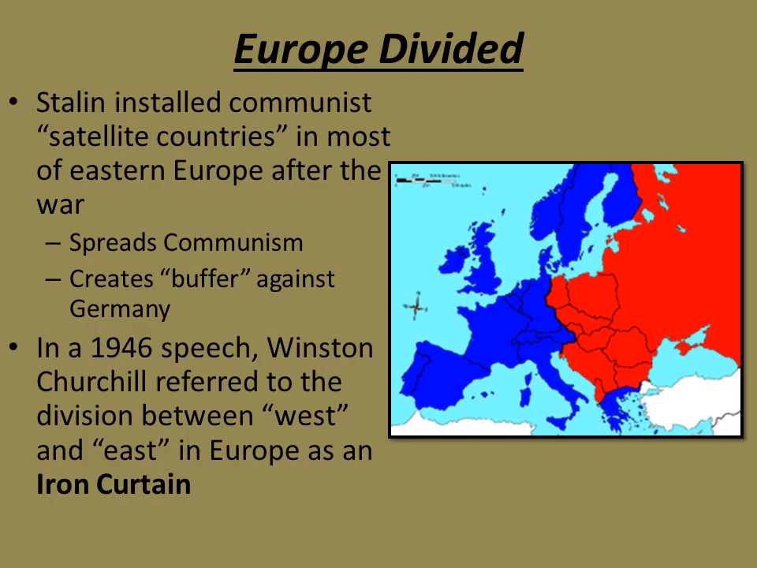As I said, he installed communist governments in most of Eastern Europe. Those communist countries that were not the Soviet Union were known as satellite nations or satellite countries. Now, this does two things for Stalin. One, it spreads communism, which is what he wanted to do, but it also creates a buffer zone of sorts. It puts a bunch of countries between him in the Soviet Union and Germany, because Germany invaded Russia in World War I and World War II, and Stalin wanted to make sure that Germany, should they become powerful again in the future, wouldn't try it a third time.